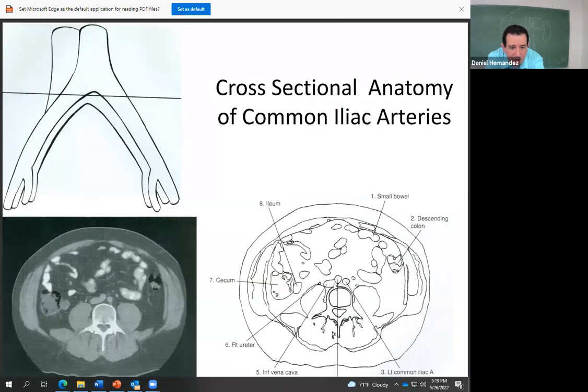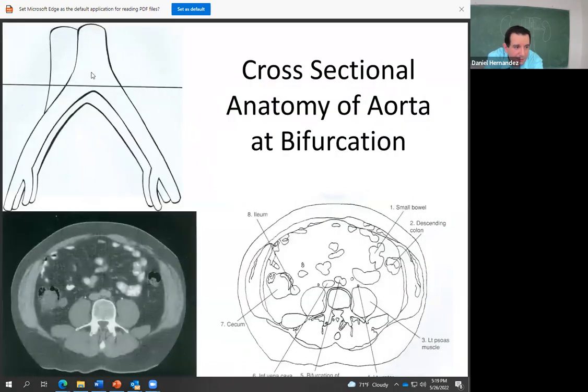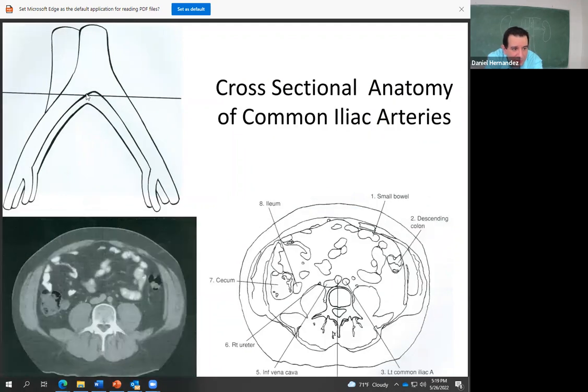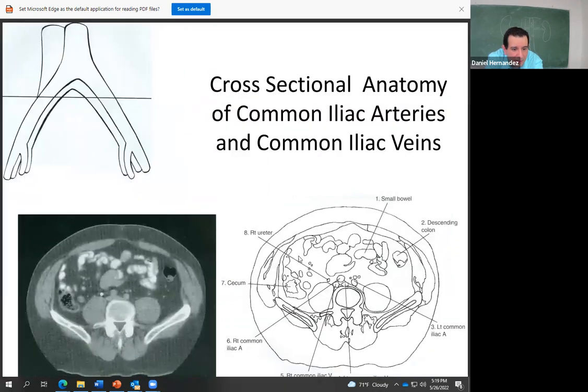Just something to note, the IVC still has not bifurcated yet. The aorta bifurcates more superior to the IVC. Looking at this cross-sectional slice, we can see the aorta starting to bifurcate, while the IVC is still a single vessel. Coming down a little more, the aorta has completely bifurcated, but the IVC hasn't yet. And as we come down further, we have bifurcation of the IVC into the common iliac veins, and then the common iliac arteries.